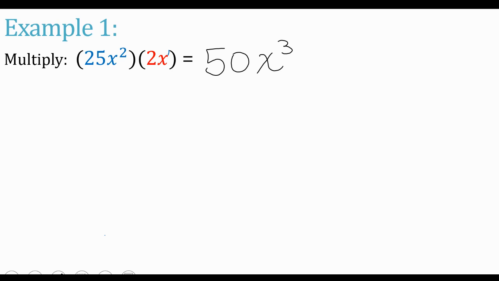Now, the same way multiplication and division are inverses, right? They undo each other. So if we divided this by 25x squared, we would get 2x, and vice versa. If you take 50x to the 3rd and divide it by 2x, you would end up with 25x squared. So this is what I'm talking about. We have 50x to the 3rd divided by 2x, and we get that original monomial that we multiplied by, which is 25x squared.